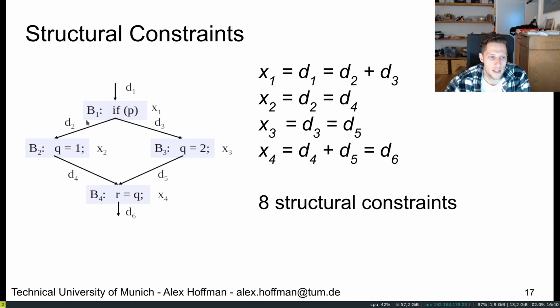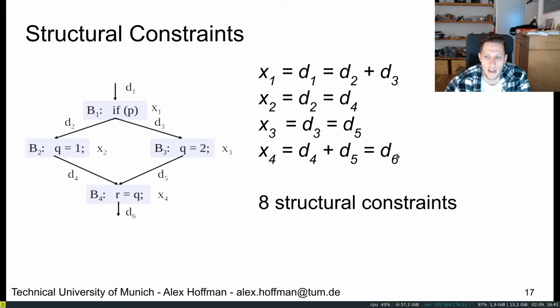Similarly, for X2 and X3, we can get the exact same thing, because the amount of control flow coming in on D2 is going to be equal to the amount of control flow leaving on D4, and this will be equal to the execution count of basic block 2, so X2. The last one is the exact same thing, but flipped, meaning that the input is the sum of D4 and D5, and the output is just D6, and these will be equal, as they'll be equal to X4.